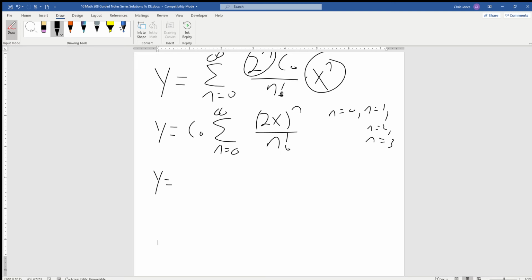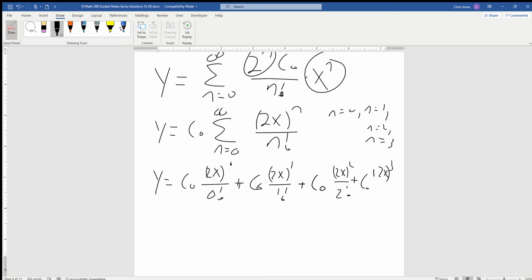So that becomes c0 2x to the 0 over 0 factorial, plus, now we're going to plug in 1 for the n's, so c0 2x to the first divided by 1 factorial, plus c0 2x squared over 2 factorial, plus c0 2x cubed over 3 factorial, etc.